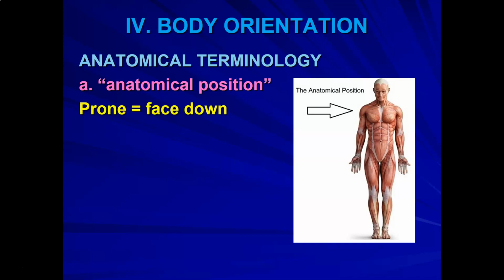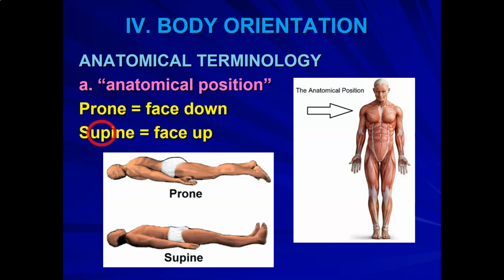And two terms, when we're not in anatomical position, sometimes when we think about a patient, we think about a patient facing down. We call that prone, versus supine. When a patient is facing up, perhaps on a gurney or a stretcher. Prone is down, supine is up. A good way of remembering that supine has the word up in it. Supine is face up. Those are alternates to anatomical position.